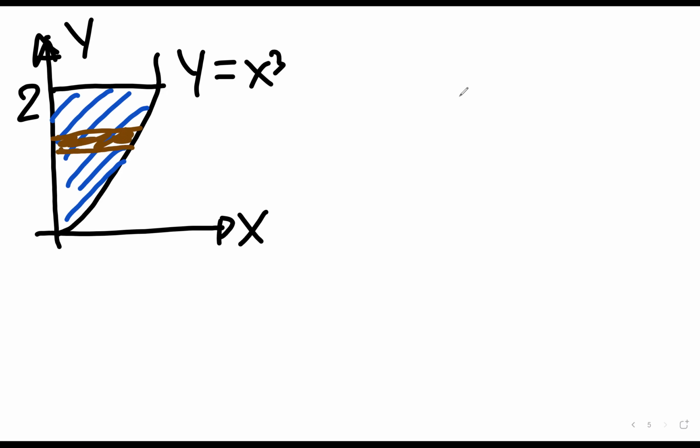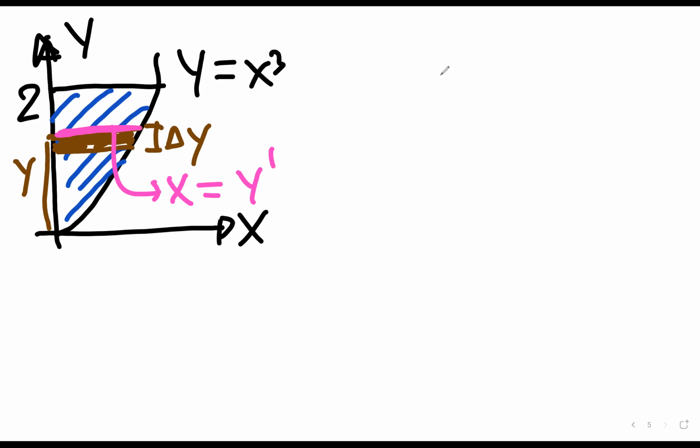And this is a y as well. Of course, if this is y, then the length of this line segment will be the inverse of x cubed. So x will be equal to y to the power 1 over 3. So the distance here, if this is y, then the length of the segment is y to the power 1 over 3.